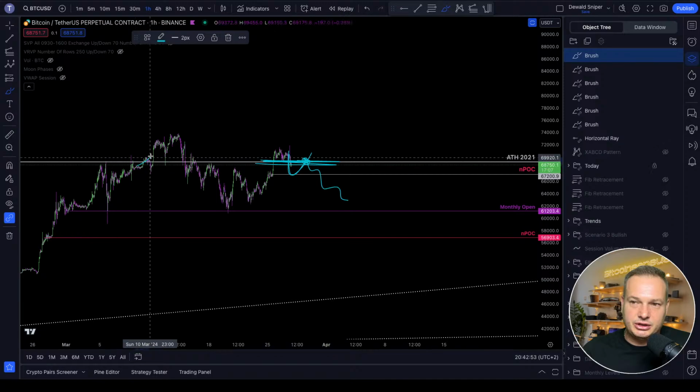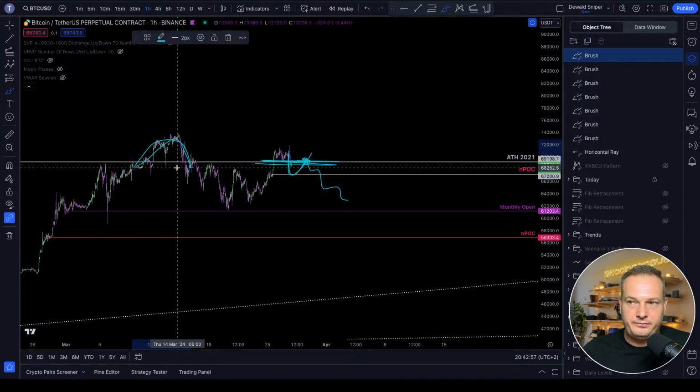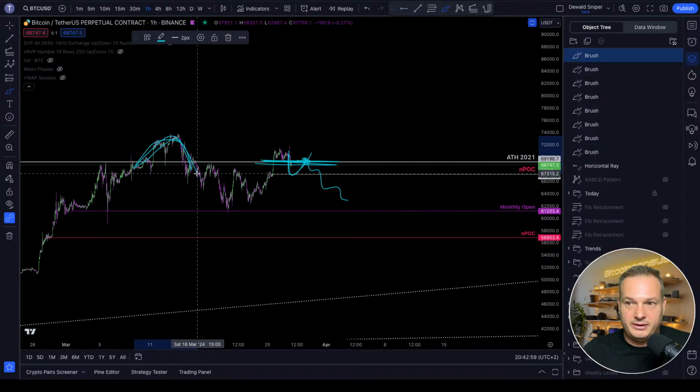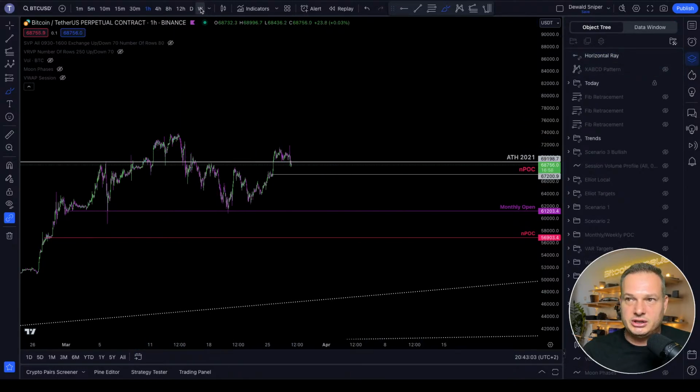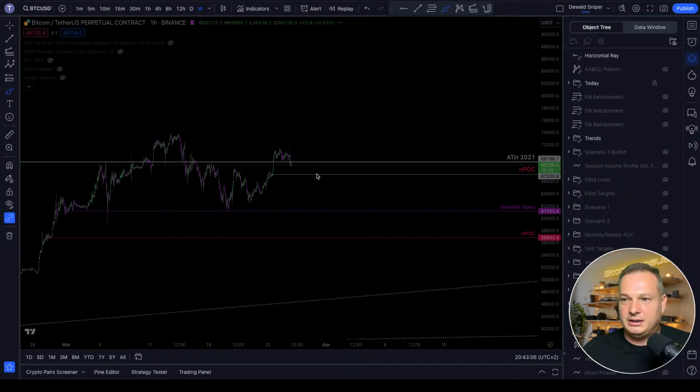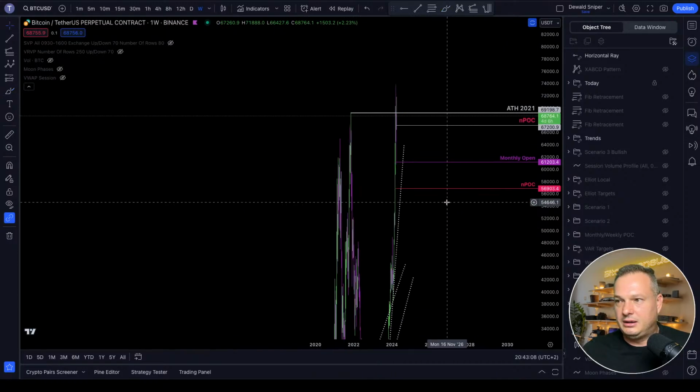This is a swing failure pattern for those that haven't watched the weekly time frame. This is actually a beautiful swing failure pattern on a weekly time frame. So for people that trade larger time frames, if I go into the weekly over here, I just want to show you guys. Okay, zoom in.